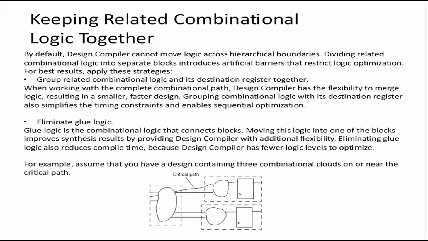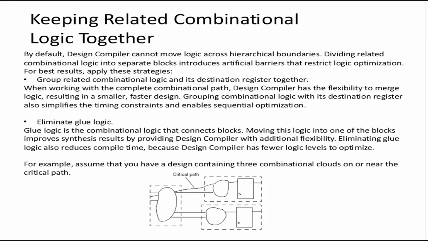Second thing is eliminate glue logic. Glue logic is the combination logic that connects blocks. For example, you have a structural design. We saw an example in the last lecture where you have an accumulator with an adder and a register bank. Now we should try and avoid glue logic at the top level. So the top level will simply connect the designs together.